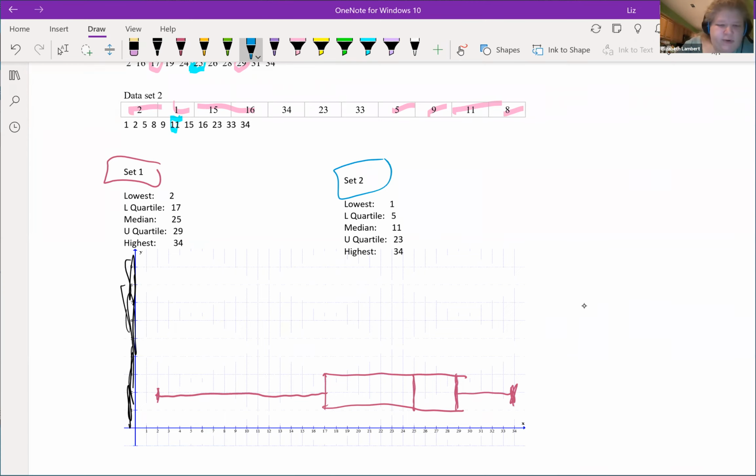Now set 2. Ooh, excuse me. Starts at 1 and also ranges all the way up to 34. But our median is way down here at 11. Our lower quartile at the 5. But the upper one is way over here at 23.